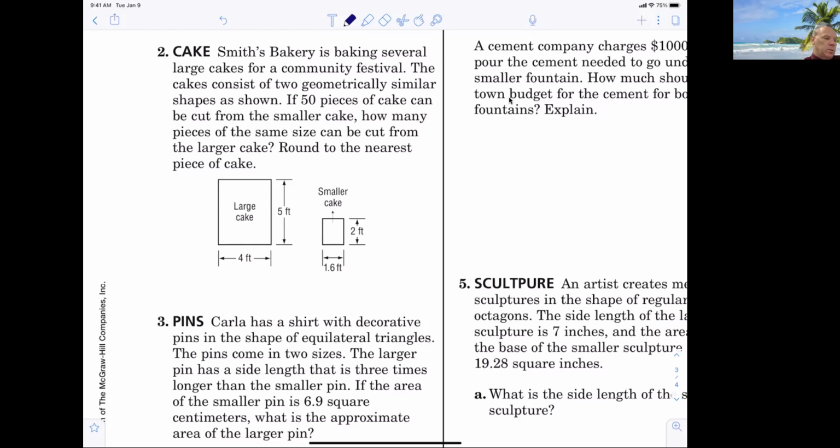All right. Let's see if we can do number 3. So Carla had a shirt with decorative pins in the shape of equilateral triangles. The pins come in 2 sizes. The large pin has a side that is 3 times longer than the small pin. If the area of the small pin is 6.9, what is the approximate area of the large pin? That's no problem at all. Somebody, quickly. How much?